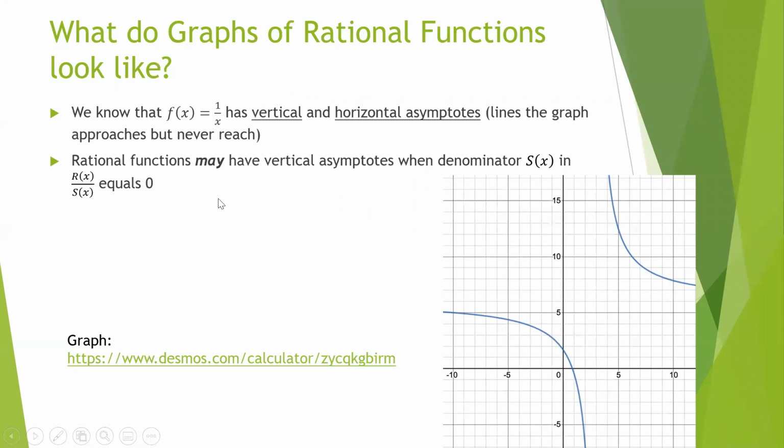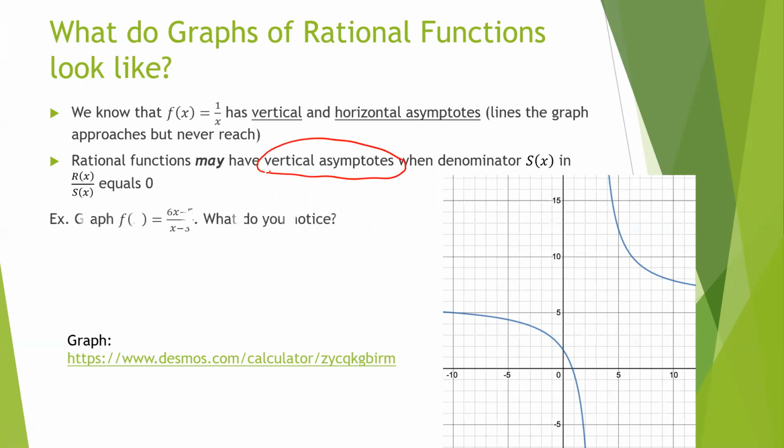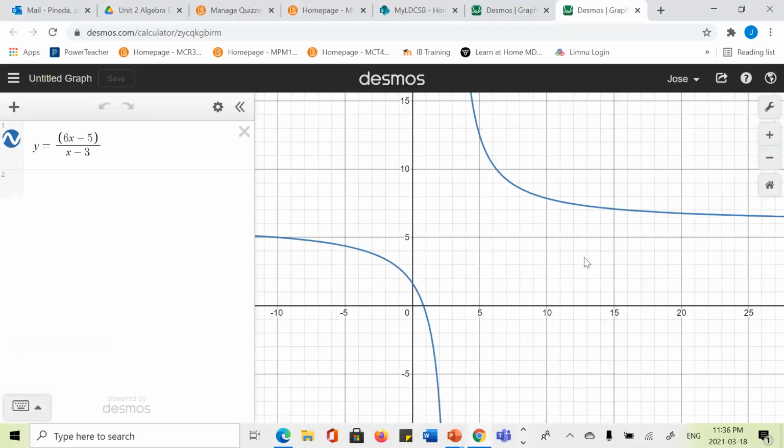So when the denominator is equal to 0, then you may have a vertical asymptote. It's not always going to be a vertical asymptote though, and we'll talk about this. So for example, if I have something like 6x minus 5 over 6x minus 3. So this is actually what the function looks like, but I'll actually show it to you in the link here, and we can actually look at it and kind of do some comparisons here.